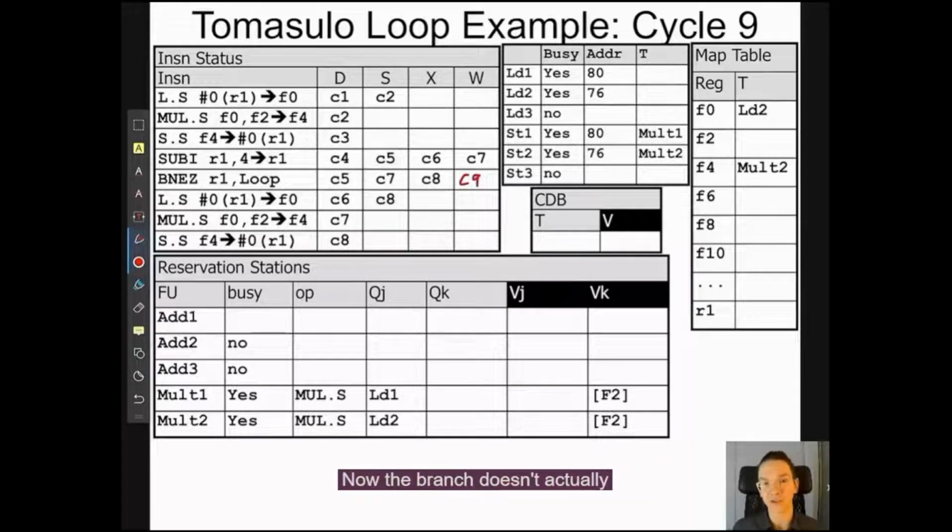Now, the branch doesn't actually write to any registers, so it has no use in the CDB. It won't write to the register file or any reservation stations. In cycle 8, we basically used some sort of bypassing to enable the load instruction to issue as soon as the outcome of the branch was known in execute.